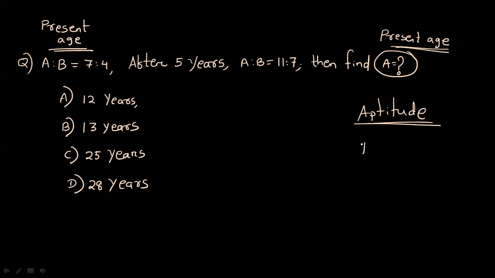This question comes under the topic ratio and proportion. I think in CRT classes you might have studied this. The question is the current age of A and B is 7:4, and after 5 years, their age is 11:7. Then what is the current age of A? Is it 12 years, 13 years, 25 years, or 28 years? You can calculate it and put a message.